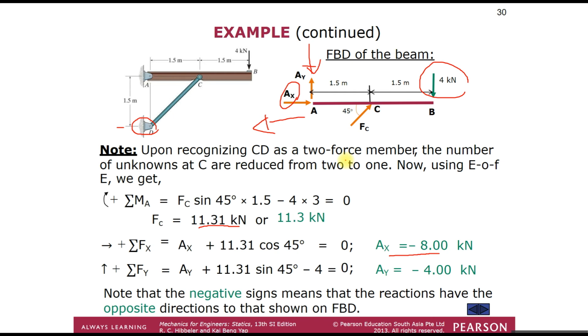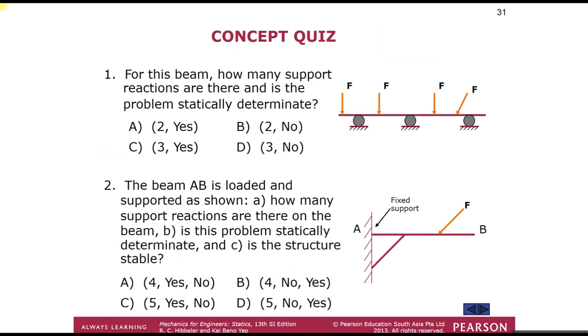If you maintain this negative value of Ax and Ay, you maintain the direction that you drew initially, the assumption. But if you want to change the answer to positive, then you have to change the direction to the opposite direction. That is all. So let's move on to the concept quiz.